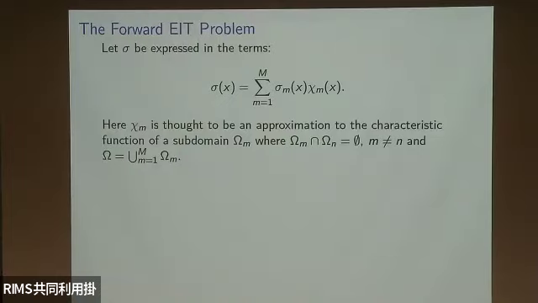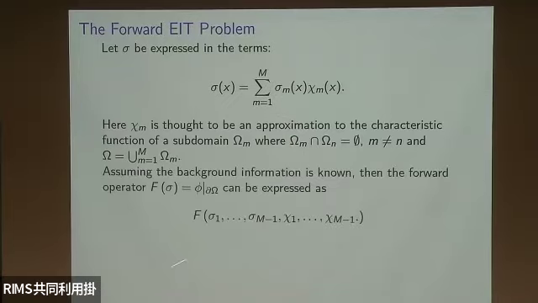Because of this, we can assume that sigma is piecewise constant. Here, sigma sub m is the corresponding constant conductivity value on the domain omega sub m. In our example, you can think of omega sub m as the sub-regions within your omega. You can think of these as the heart, the lungs, the regions inside your omega.